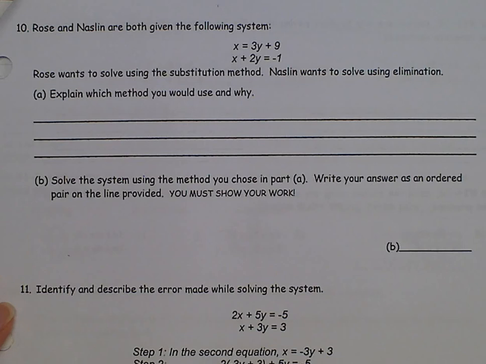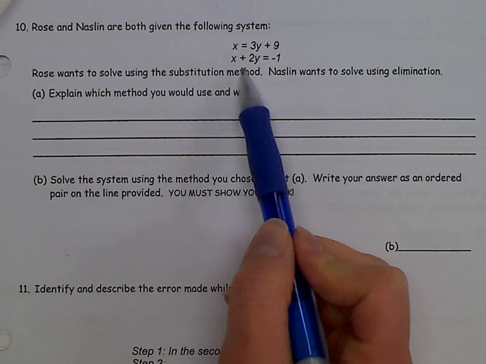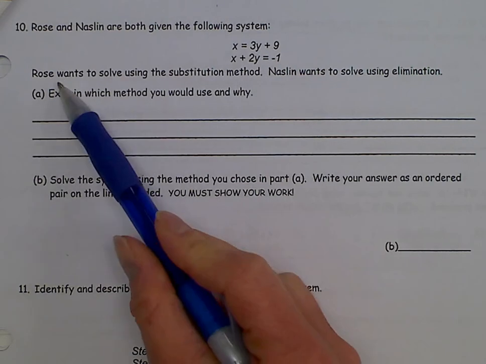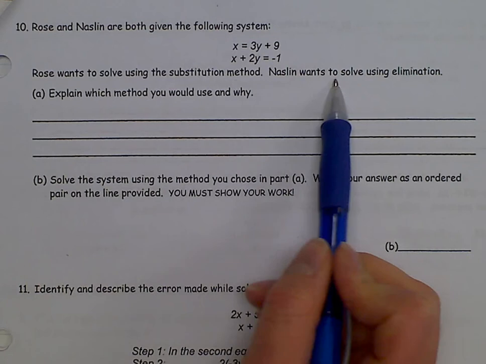Okay, number 10 gives us a system, and it says that x equals 3y plus 9 and x plus 2y equals negative 1. It says Rose wants to solve using the substitution method. Noslin wants to solve using elimination.